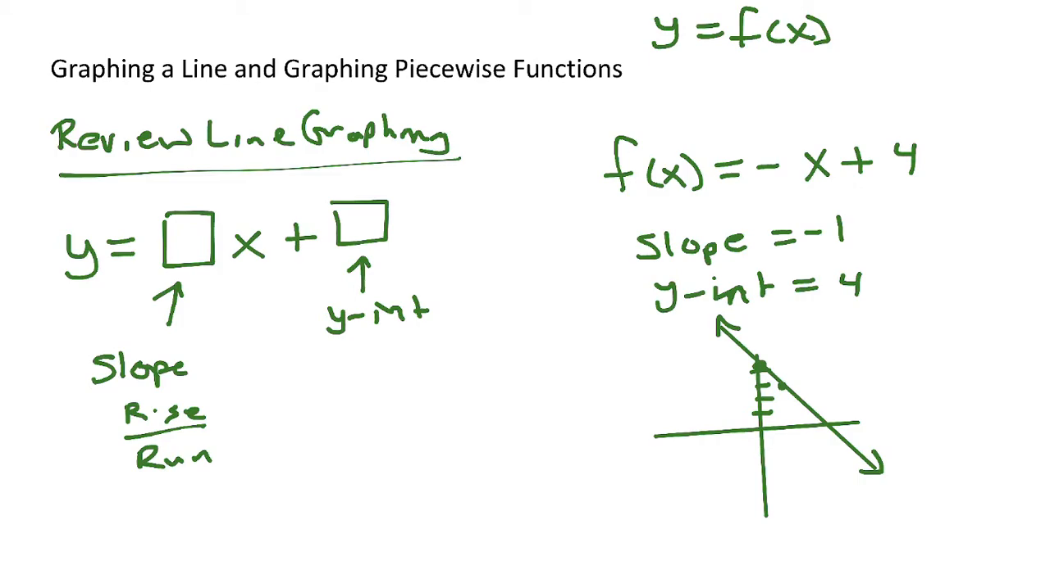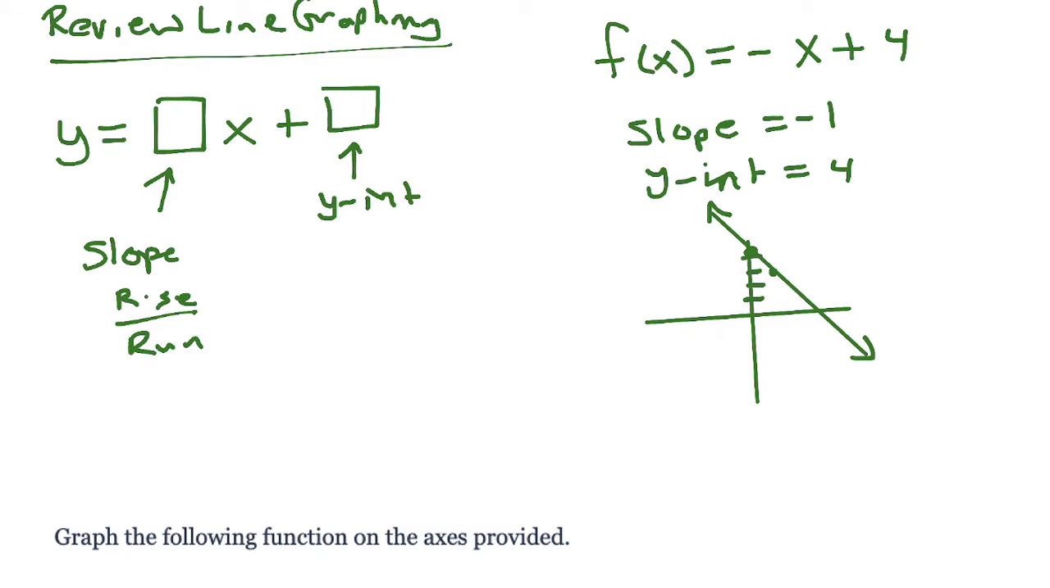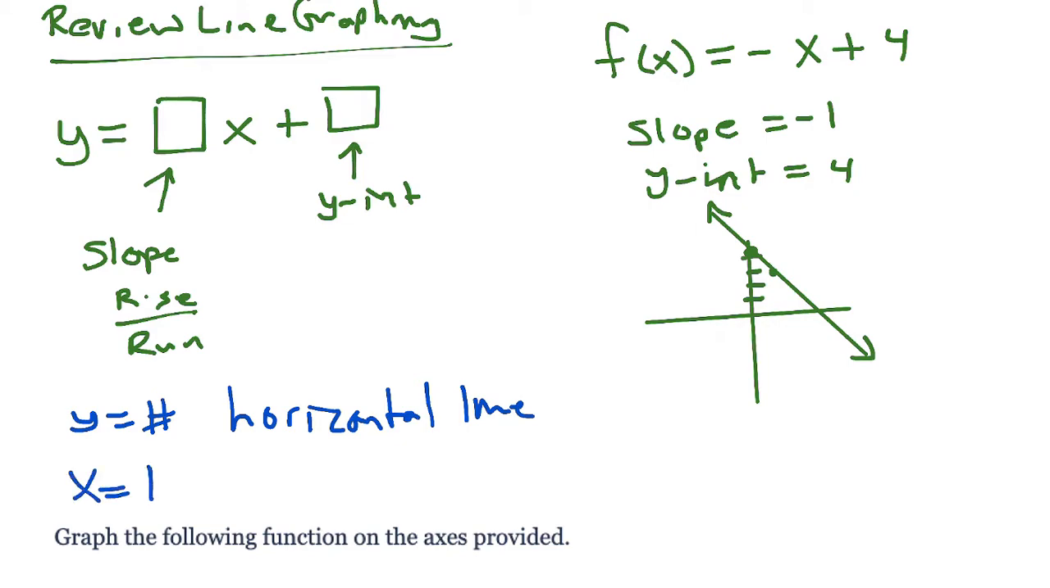Piecewise functions have us graph several different lines. Just remember two side notes: if it's y equals a number, that is a horizontal line. And if it's x equals a number, that is a vertical line. That'll come into play. And really the one that we will be using today will be this one right here, y equaling a number.